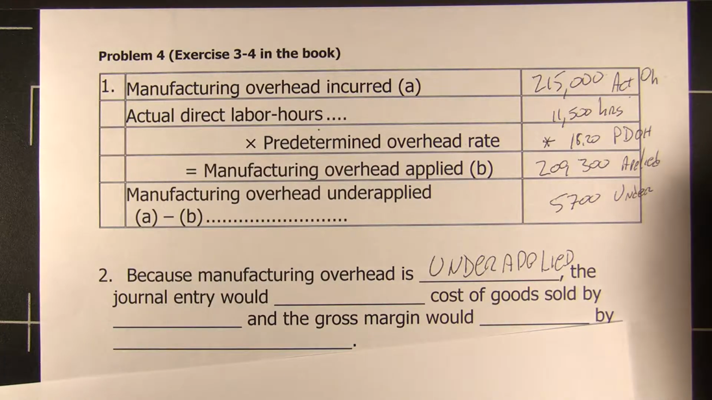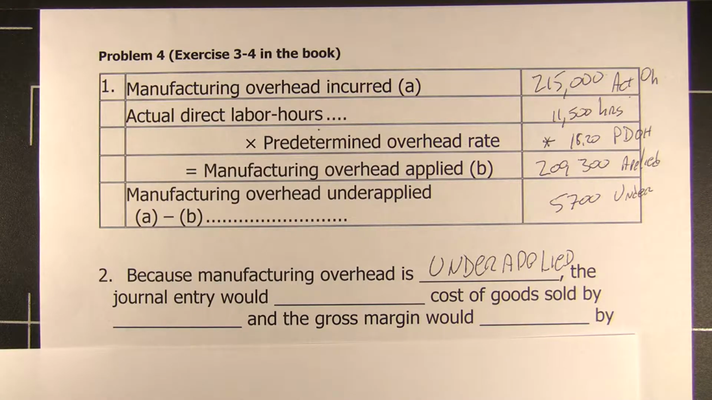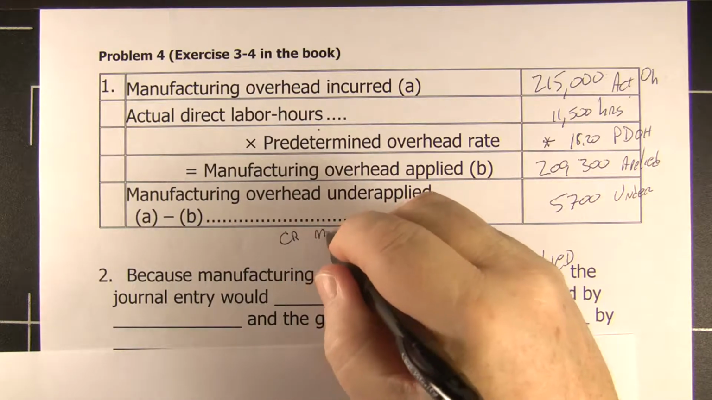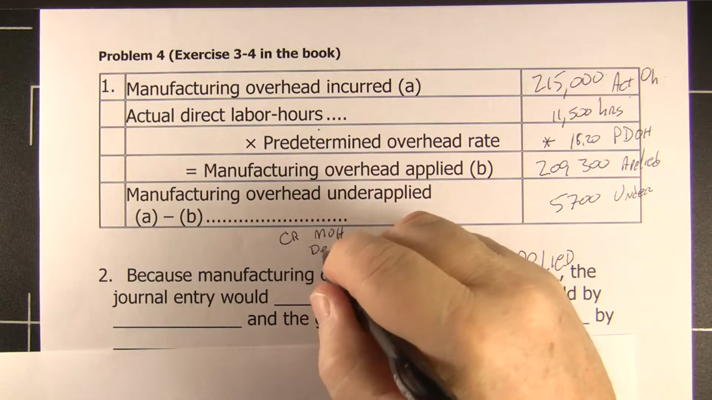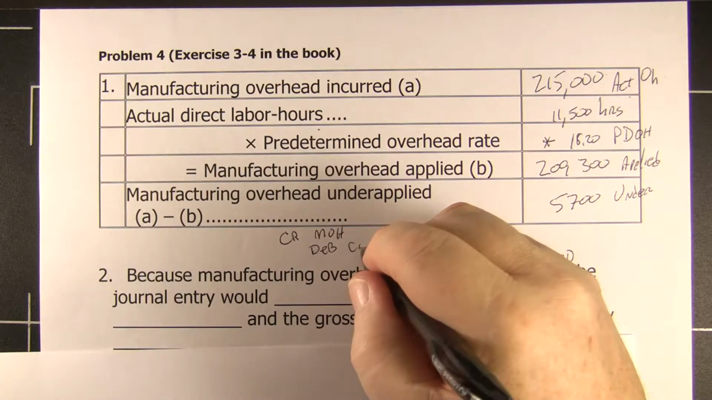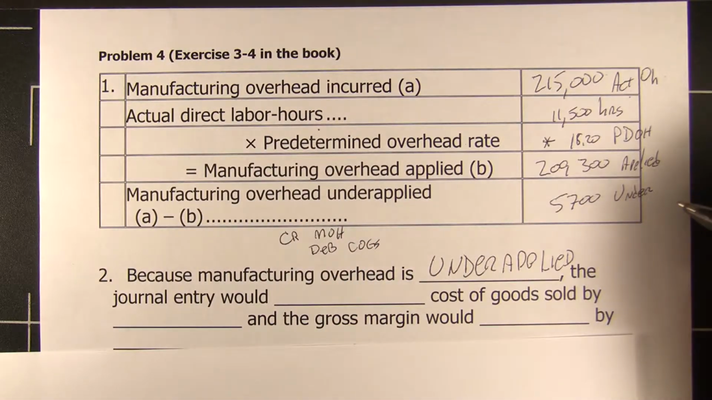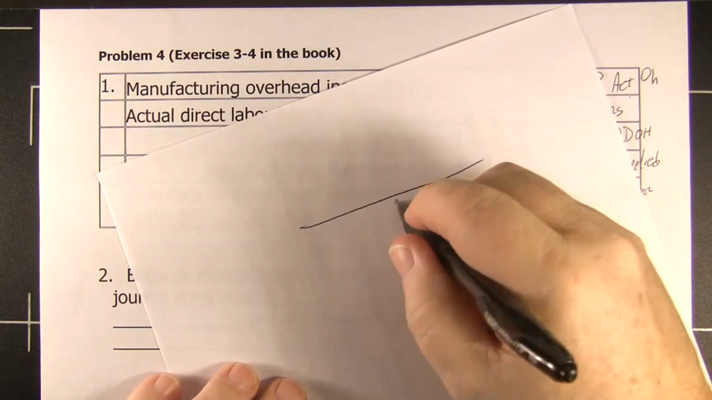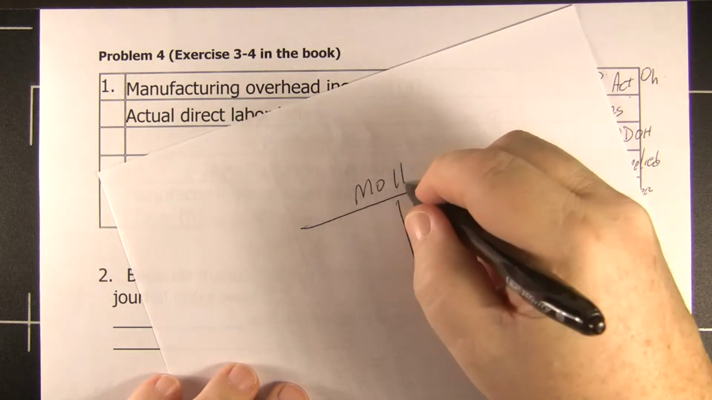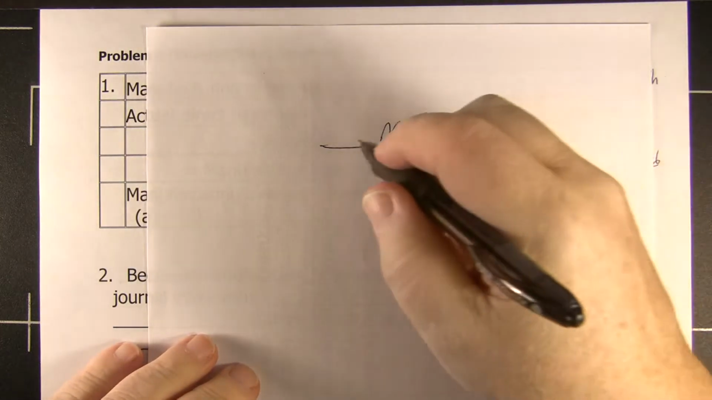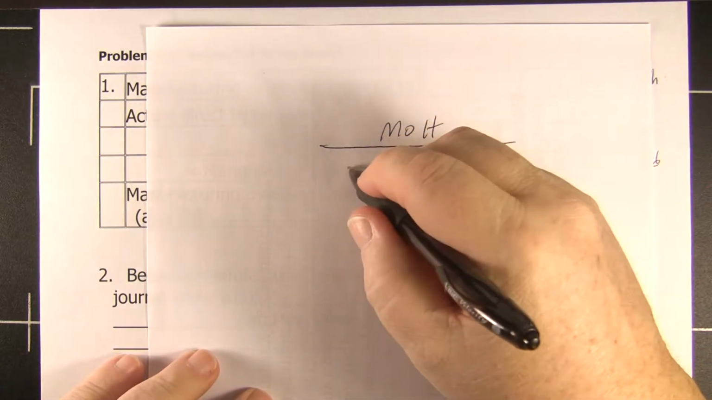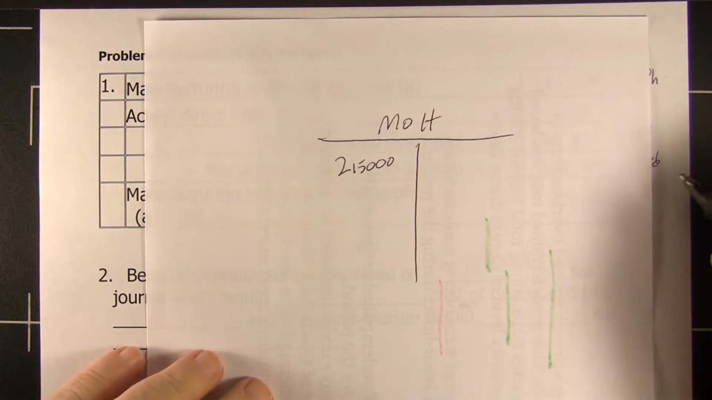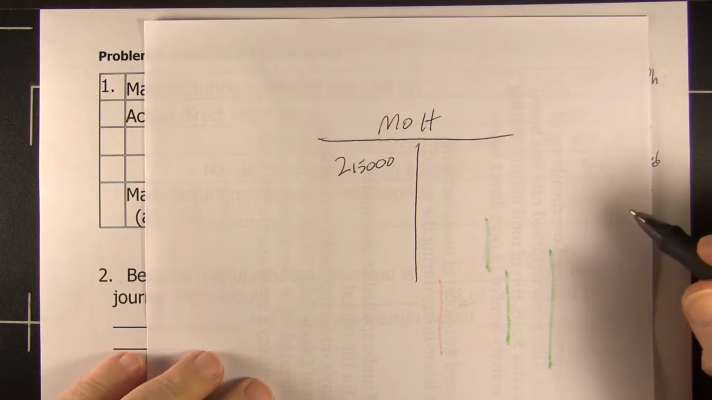The journal entry, therefore, think about what we would be doing. We would be crediting manufacturing overhead and debiting cost of goods sold. Get the picture. Here's our overhead account. Our actual overhead, the amount of bills that came in, the electric bill, the water bill, the indirect material, the indirect labor, the taxes, the insurance, all of that was 215,000.